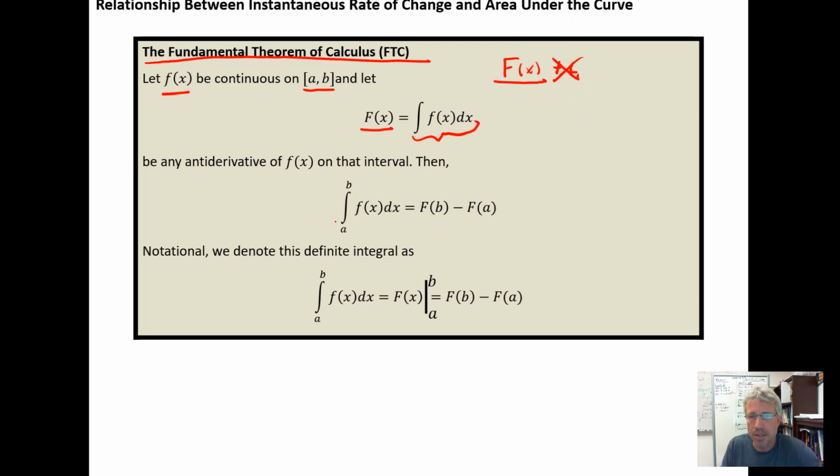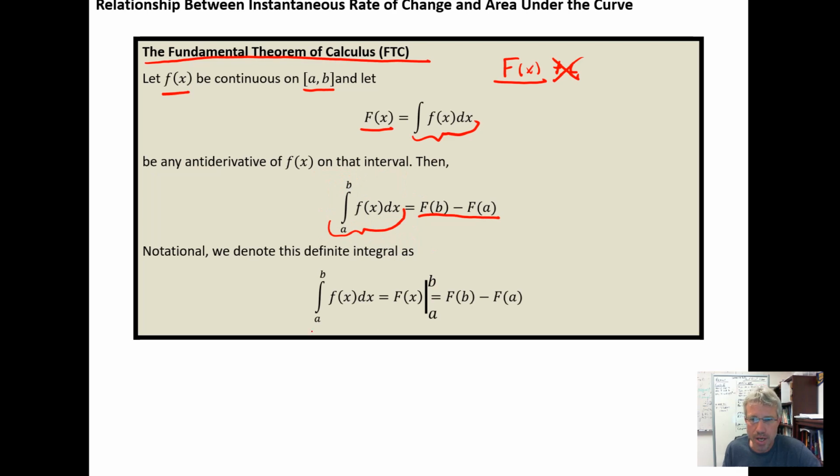And then the fundamental theorem of calculus claims that if we want to find the signed area under the curve of f of x over the closed interval from a to b, instead of calculating the limit as n goes to infinity of a Riemann sum, we can take any antiderivative of f and evaluate it at the upper bound of integration minus that same antiderivative of little f evaluated at the lower limit of integration. So instead of calculating the limit of a Riemann sum, we can just use an antiderivative of the function in order to calculate that signed area under the curve.